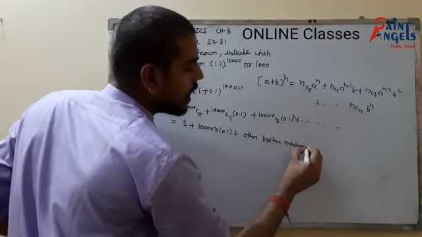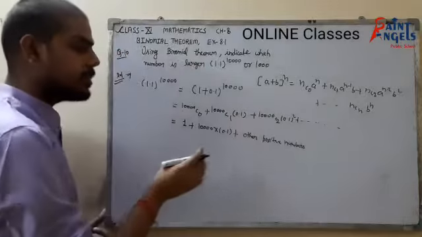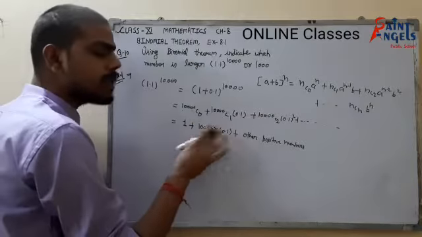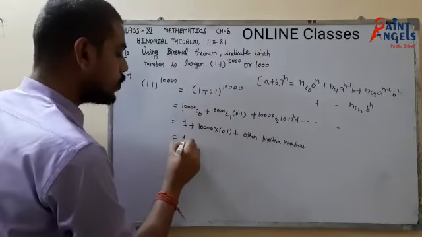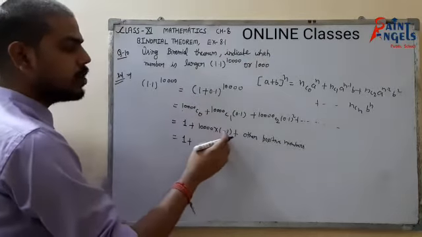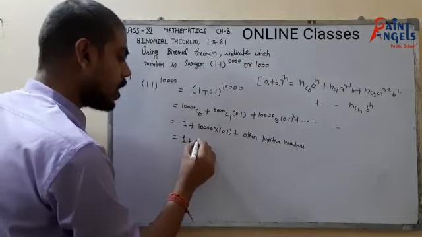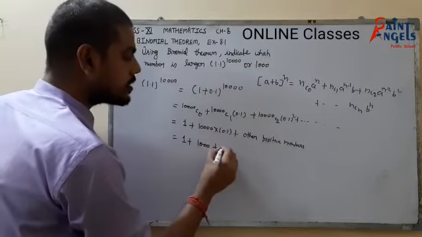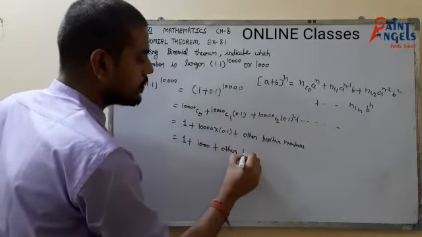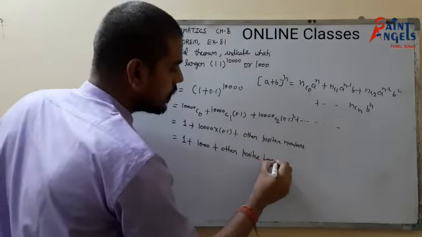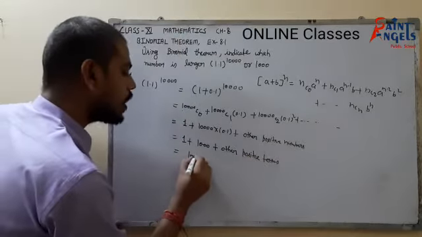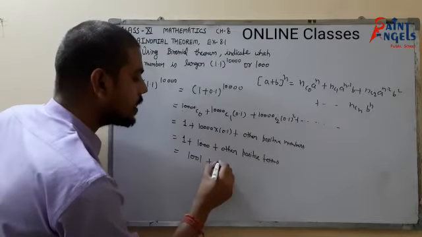Why haven't I written the value of these numbers? Because after solving these two terms, I will get to know which number is larger, this or this. Okay, so 1 plus 0.1 into 10,000 would be equal to 1000 plus other positive terms. So that would be 1001 plus other positive numbers.